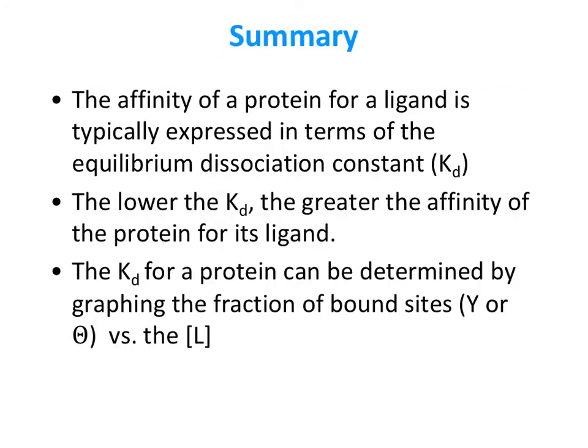In summary, the affinity of a protein for a ligand is typically expressed in terms of the equilibrium dissociation constant. The lower the Kd, the greater the affinity of the protein for its ligand. The Kd for a protein can be determined by graphing the fraction of bound sites indicated by a capital Y or a theta versus the concentration of the free ligand.